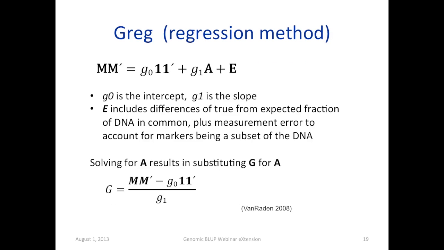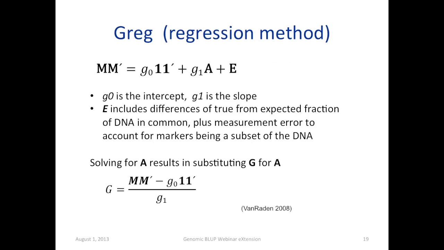Regression method, I call this matrix Greg. So MM prime is the dependent variable, and the A matrix is the independent variable. Here, the objective is to calculate the intercept and the slope. So we want to actually get the solution for A using the markers as the dependent variable.